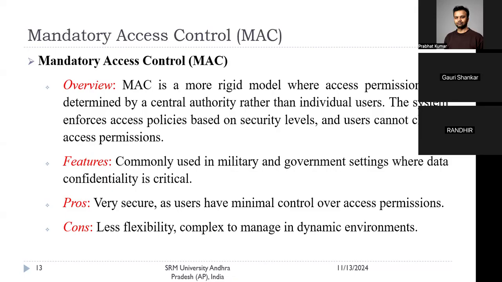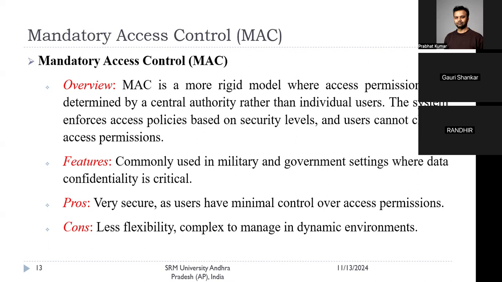So some label is decided. Label 1, label 2, like that, a label is decided for the resources as well as the user. So if I'm in label 3, I can access the resource of label 3, as well as I can also access the resource of label 2, label 1. So a top label user can access the resources of the labels below. So this label is decided by the central authority.